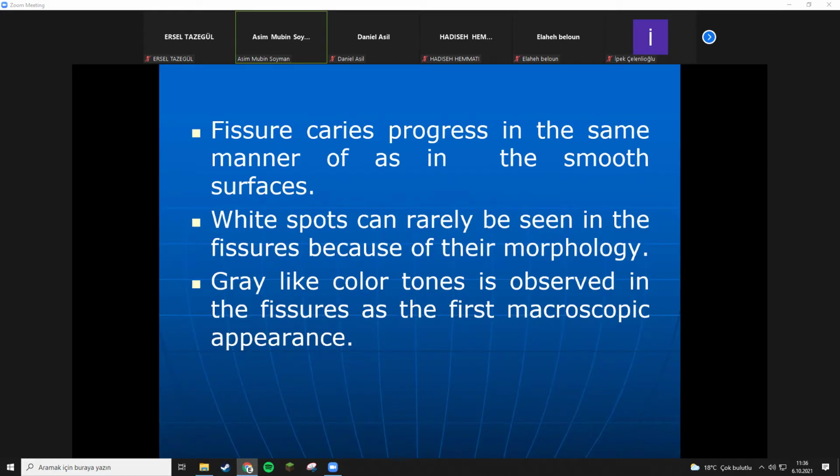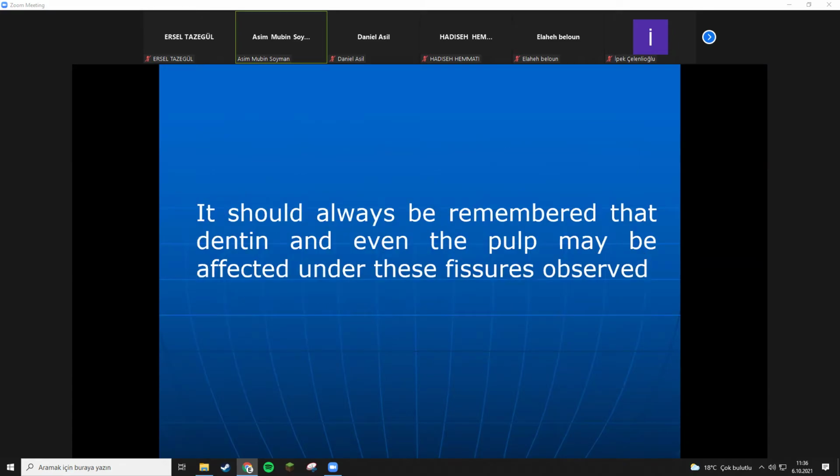Normally, it is not possible to see the deeper layer of the fissures. You cannot see it by eye because the fissures are hollows and they go 2 or 3 millimeters inside. You won't be able to see the deeper sides of fissures by eye. You can easily see the smooth surfaces in the clinics, but you won't be able to see the deeper layers of fissures. It should always be remembered that dentine, even the pulp, may be affected under these fissures.